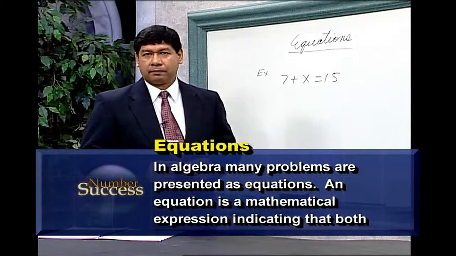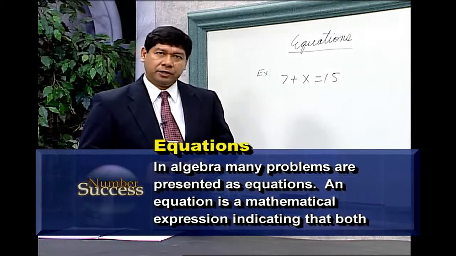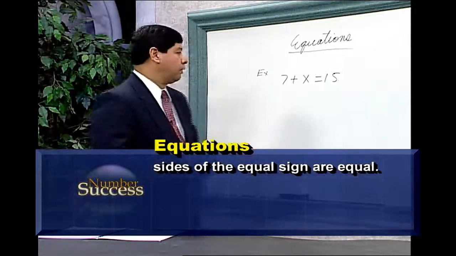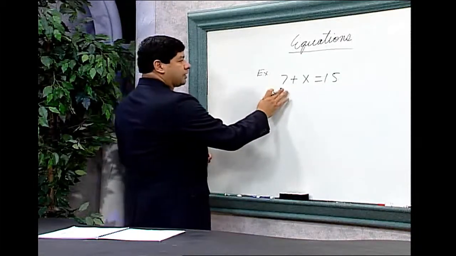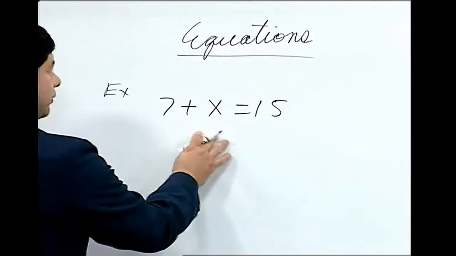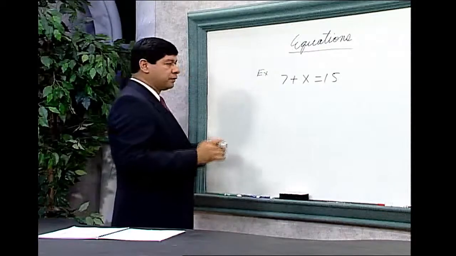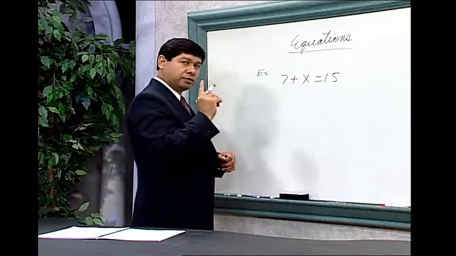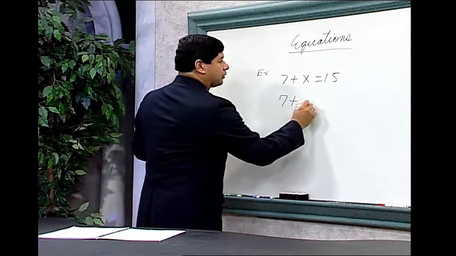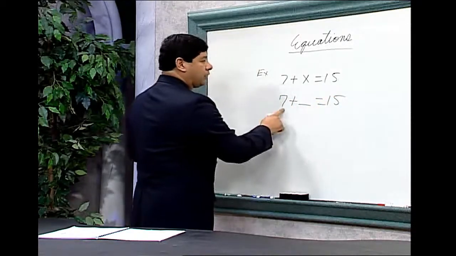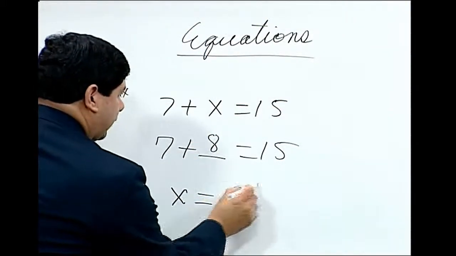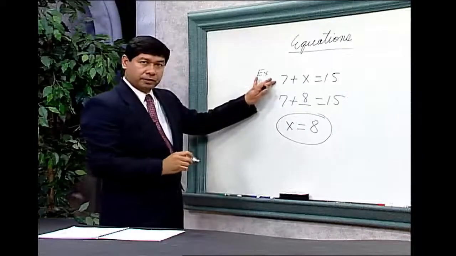In algebra, many problems are presented as equations. An equation is a mathematical expression indicating that both sides of the equal sign are equal. So the example that we have here, we have 7 plus x is equal to 15. We can also state that as 7 plus an unknown is equal to 15. Well, we can substitute a variety of numbers for x, but we know that there is only one correct solution. So let's ask ourselves, 7 plus what number is equal to 15? Well, we know that that number must be 8. So x is equal to 8. That would be the correct solution to this equation.